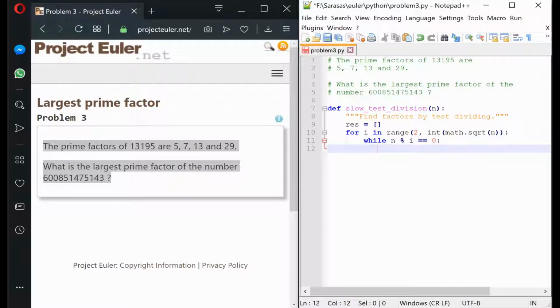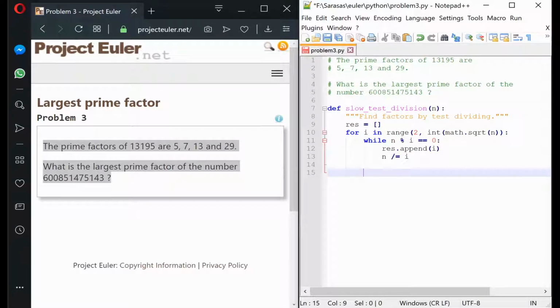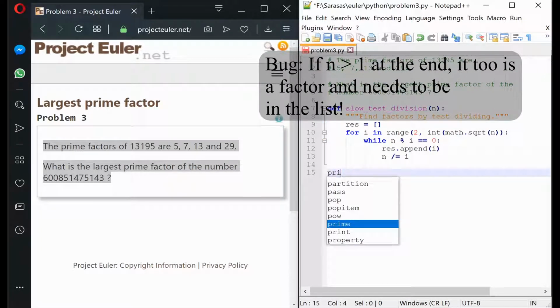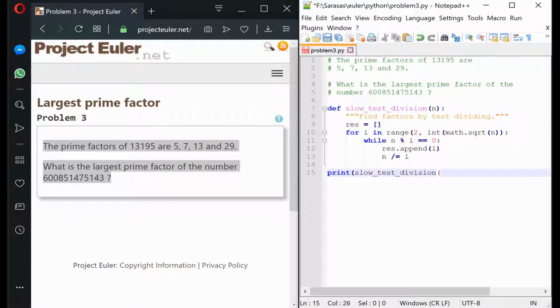So we also need to take into account that a number might divide more than once. For instance, you can divide 12 by 2 two times. So 12 divided by 2 is 6, and you can divide 6 by 2 as well into 3. So we loop until we can no longer divide cleanly.